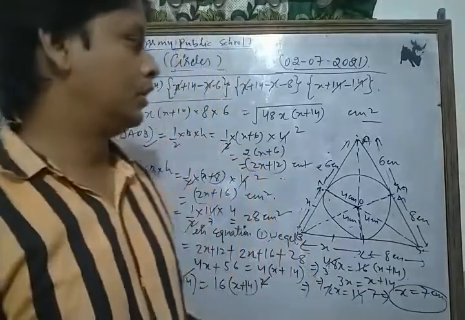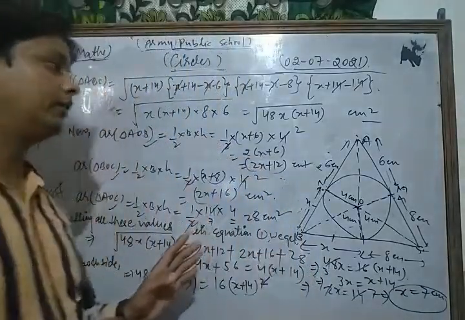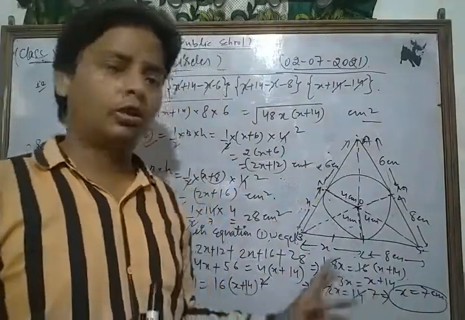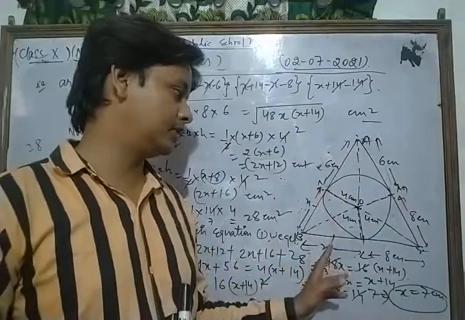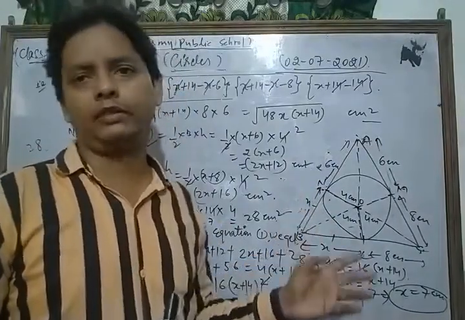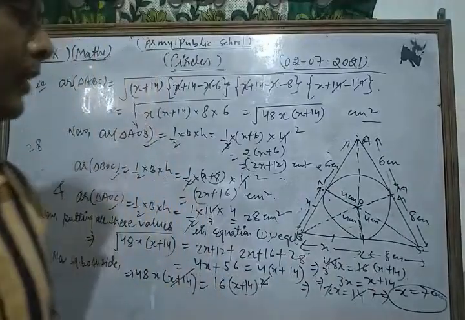Now, thus what do we find? We find the two sides, AB and BC. AB is x plus 6 and BC was x plus 8. So we put the value of x in each of them and we find the result. Let's see.